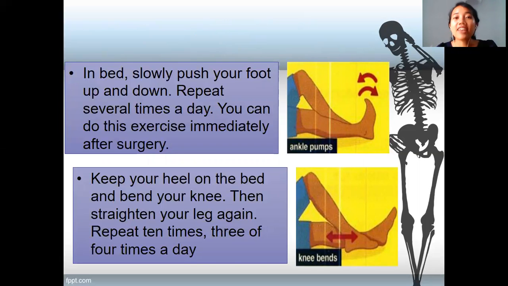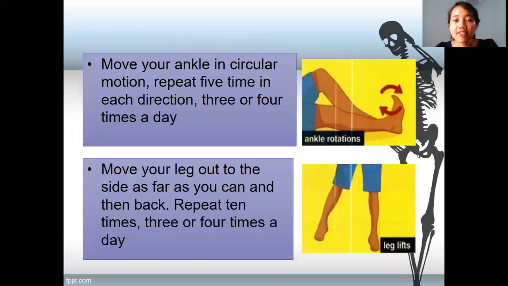Bend your knee and then straighten again. And then the next is ankle rotation. In here, move your ankle in circular motion. Repeat 5 times in each direction. So you can see the picture. Make your ankle in circular or rotate this one.